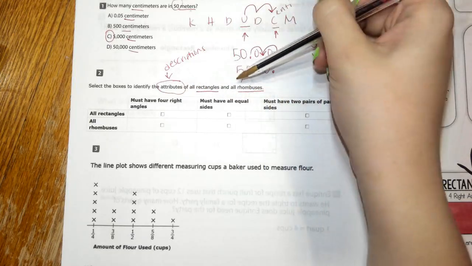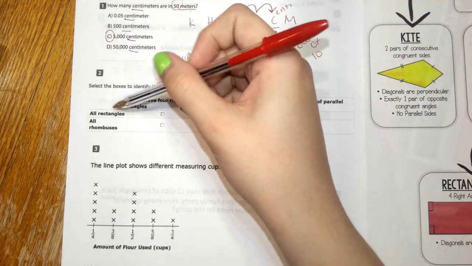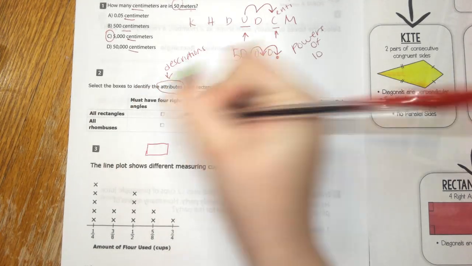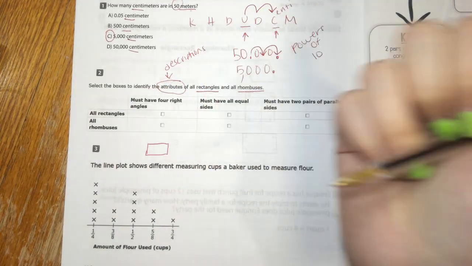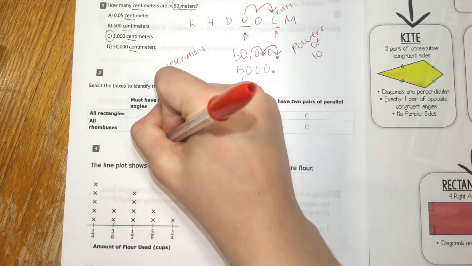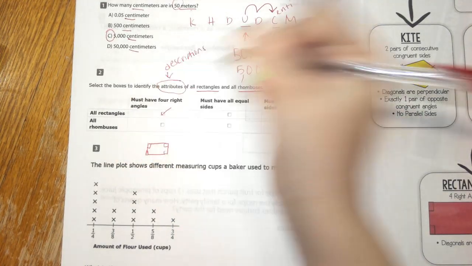Attributes of all rectangles and all rhombuses. Okay, think about a rectangle. I'm pretty familiar with a rectangle. A rhombus, I might be like, I don't totally remember, but a rectangle I know a lot about. I know a rectangle has to have 4 right angles. I've known that since 3rd grade.